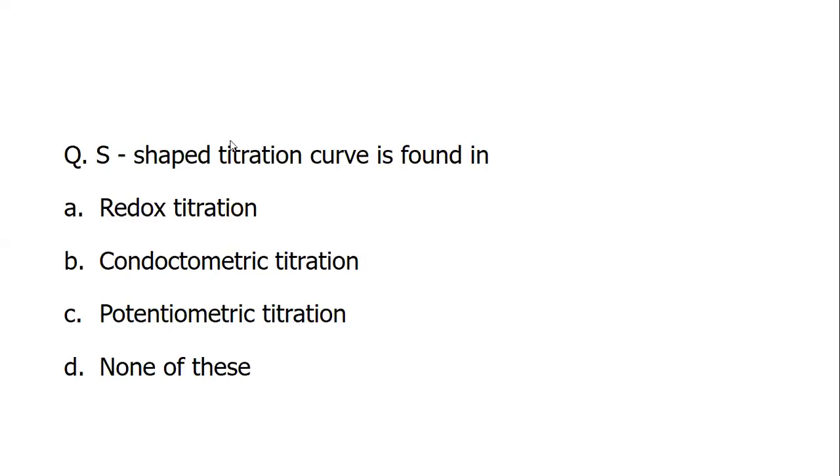Hello. S-shaped titration curve is found in: redox titration, conductometric titration, potentiometric titration, none of the above. Correct option is option C, potentiometric titration.